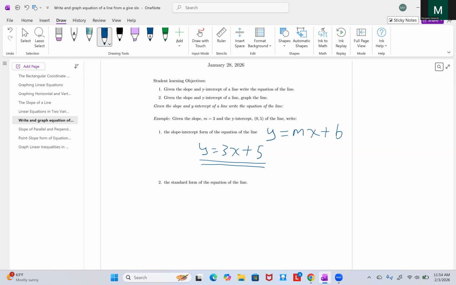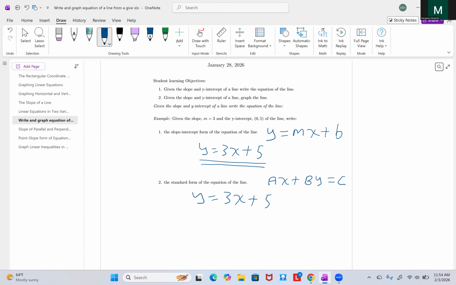Then we want to write the standard form of the equation of the line. The standard form is ax + by = c. So from the slope-intercept form, we rewrite it in the form ax + by = c. In other words, we want to bring the y and the x to the same side of the equal sign and the constant term to the right of the equal sign. So we start from the slope-intercept form, y = 3x + 5.